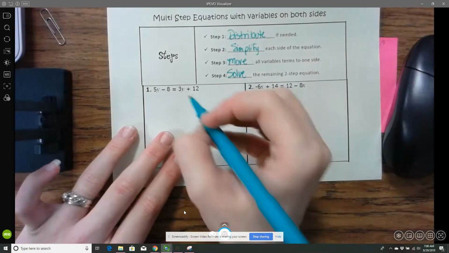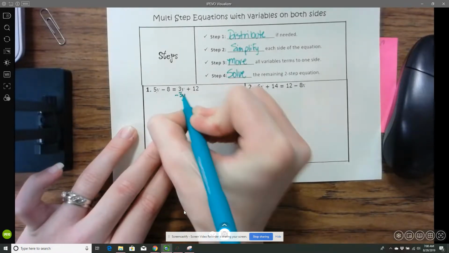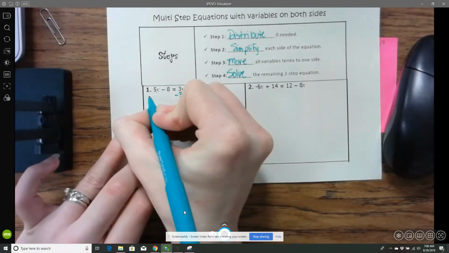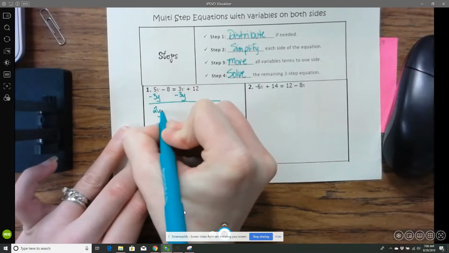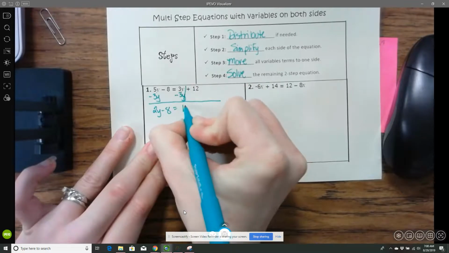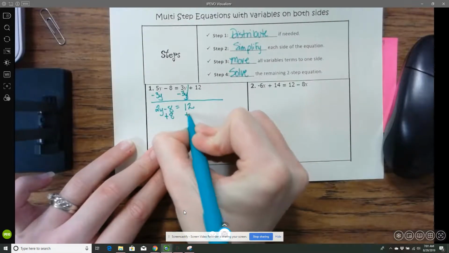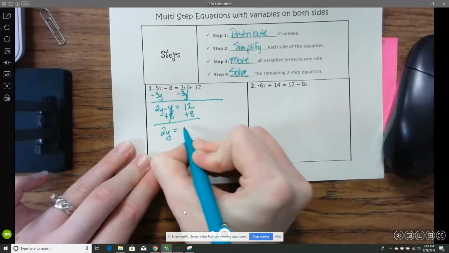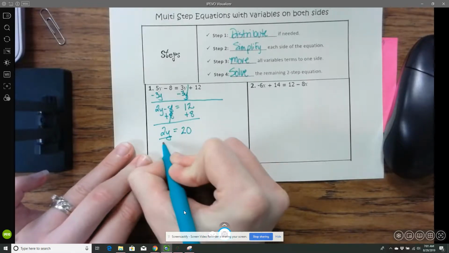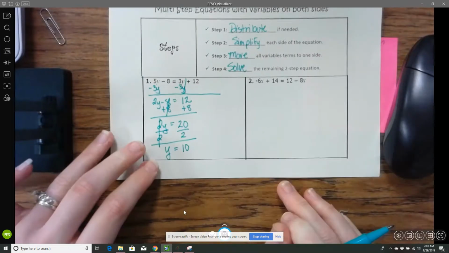And so like I showed you in the last video with these, I always like to move the smallest variable first. So it's a positive 3y, so I would subtract 3y from both sides. And then this would cancel. And then now I have a two-step equation. So add and subtract first. This cancels. And then divide both sides by 2. That cancels. And you're left with y equals 10.